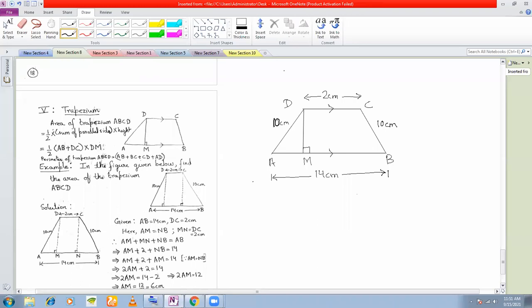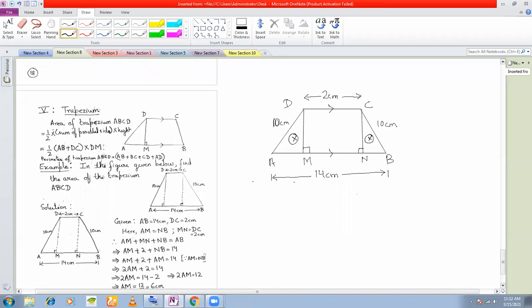Isosceles trapezium, because if you see the non-parallel sides are equal, 10 centimeter, 10 centimeter. Okay, so because this is an isosceles trapezium, you can join this one also. This is also a height. You can call it N, right? Now, because this is an isosceles trapezium, these two triangles are going to be congruent to each other.